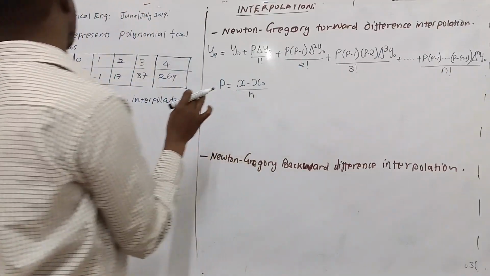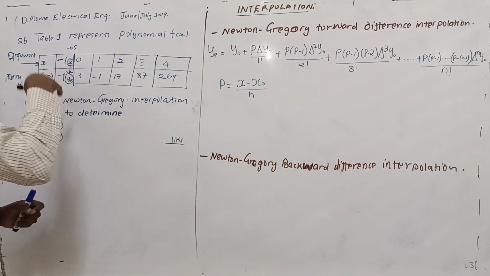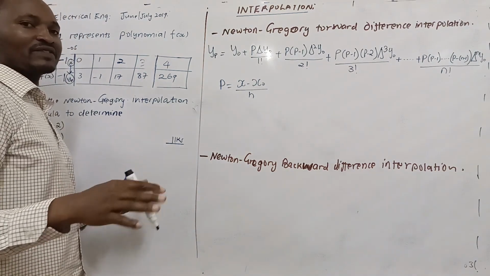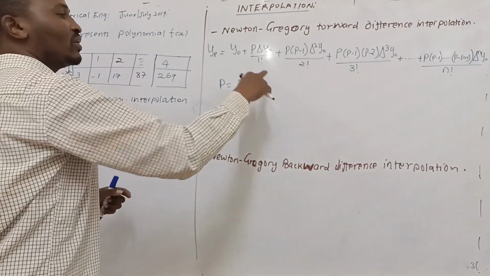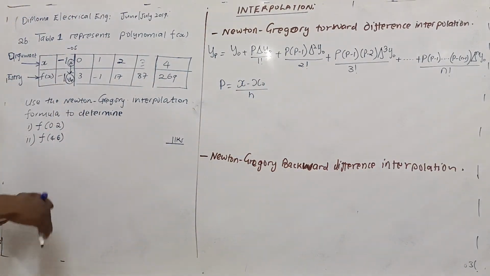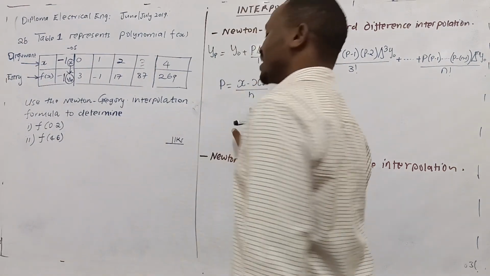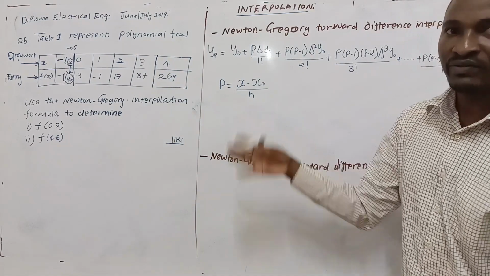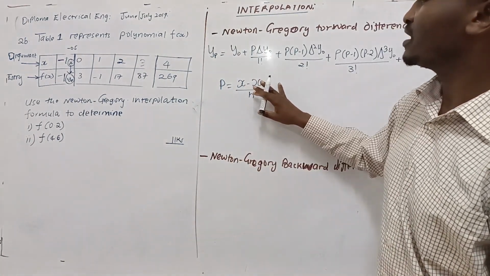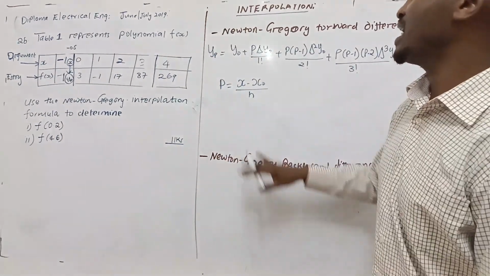X0 is the very first value on the table, or the value just above your X. You may decide to use the very first value in the table, which will be X0, or the value just above your X. It depends. People have different ways of perceiving this, but they all give you the same answer. But you have to be very careful, because whichever X0 you take determines how you find your P. H is the interval.